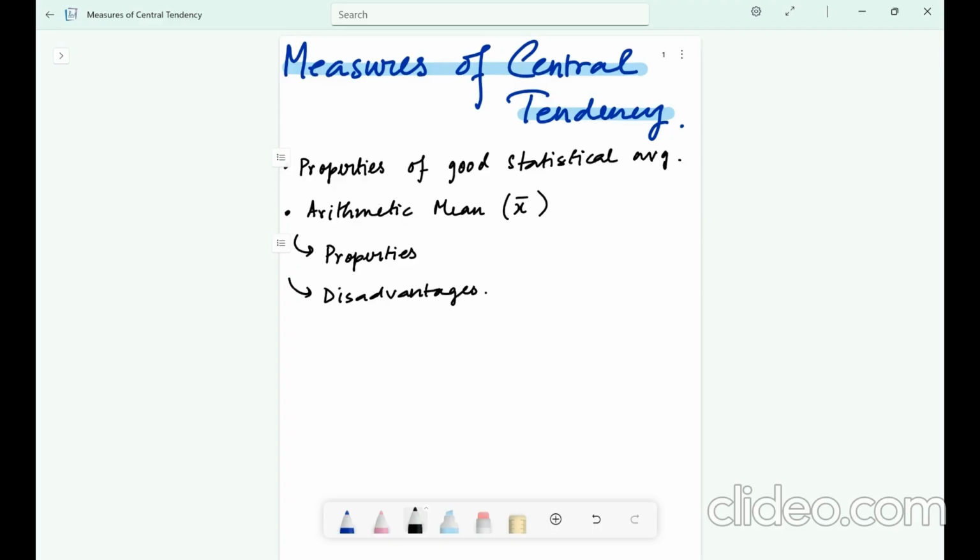And today we are diving into one of the most important chapters in statistics, which is measures of central tendency. Don't worry, I'll make sure it's super clear and fun to learn, okay? So, what are we going to study? The properties of a good statistical average, okay? And then for today's topic, we will be covering arithmetic mean, the properties and the disadvantages. And for the next videos, we will continue with the median and mode, okay?